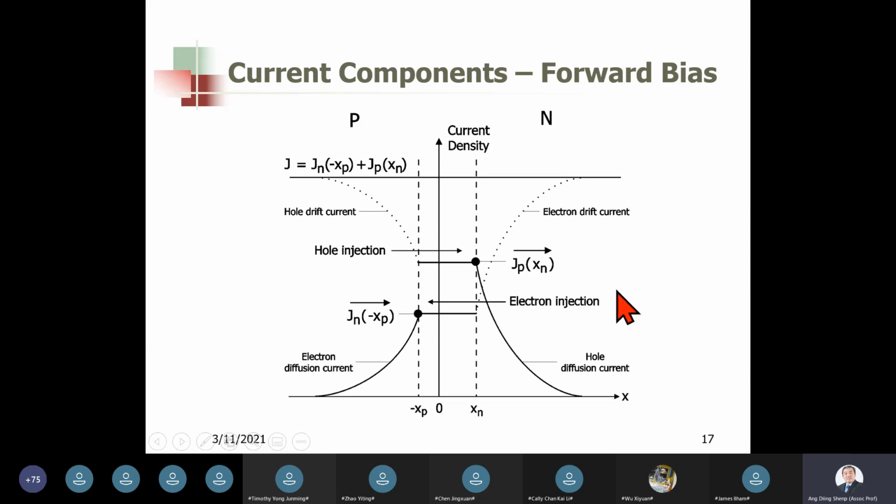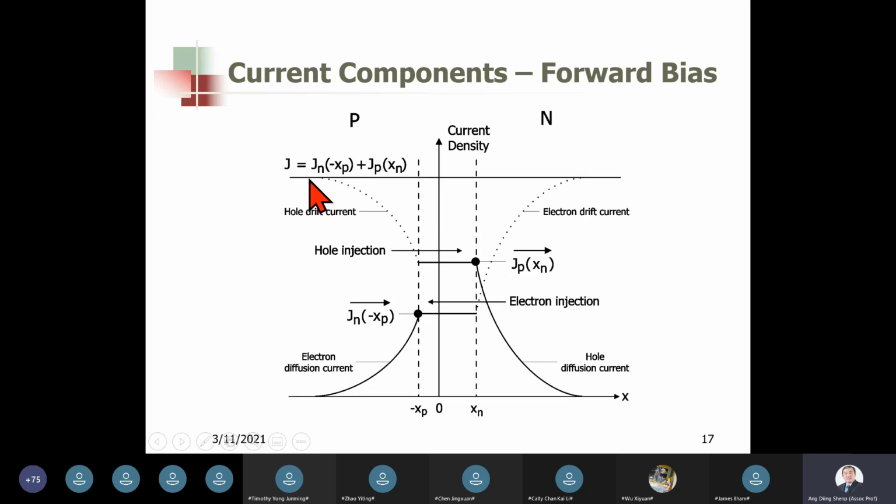Or in other words, there are two components in the electron drift current. One component is to sustain the injection of electrons to the P side, which is a constant component. The other component is a distance-dependent component, all right? Because electrons must be supplied to recombine with the excess holes injected from the P side. Okay, so with this, we complete the whole discussion under forward bias.